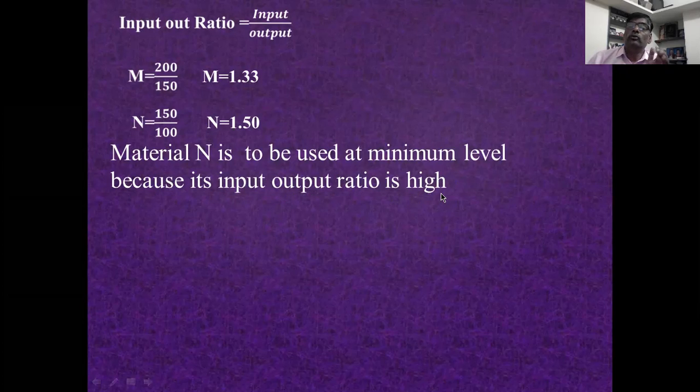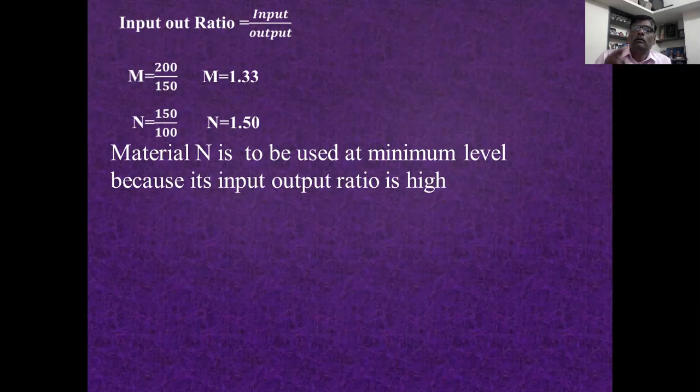Okay. If you use N material more, you have to give more material to the production department. Then you have to purchase more material. You have to invest more amount. This is the point you remember. If you use N material more, you have to purchase more because 1.5 kg is required for 1 unit. To produce 1 unit, you require 1.5 kg of raw material.